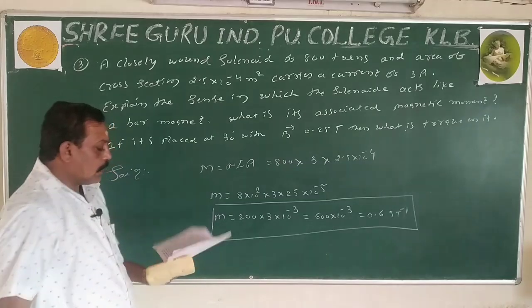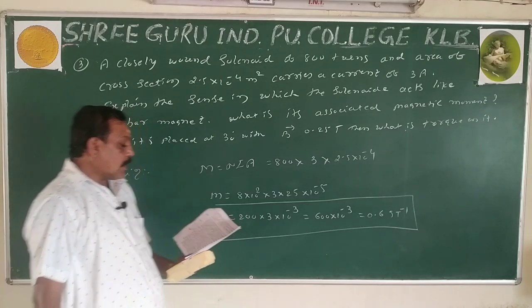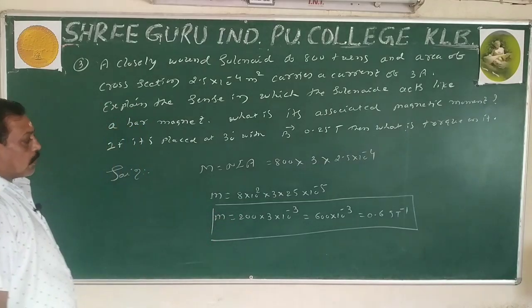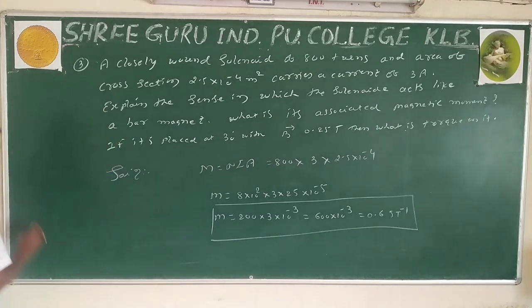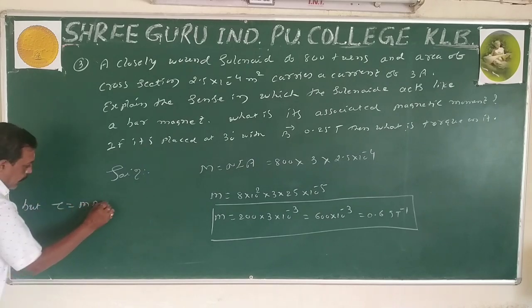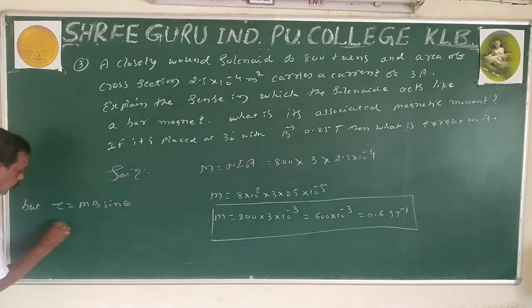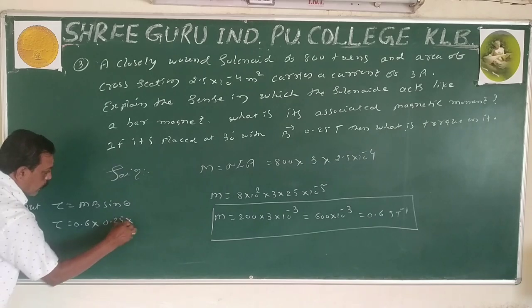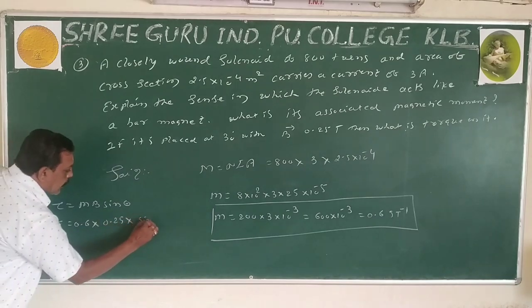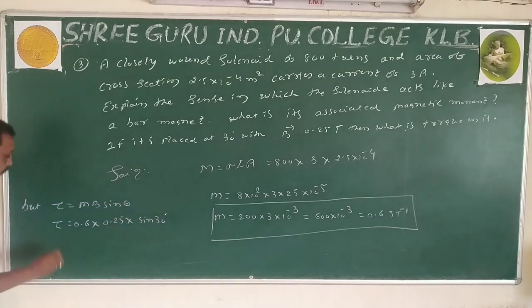Right? Then after that, what is asking? Torque. Torque tau equals mB sin theta. What is m? 0.6. What is B? 0.25. What is sin theta? Sin 30 degrees.